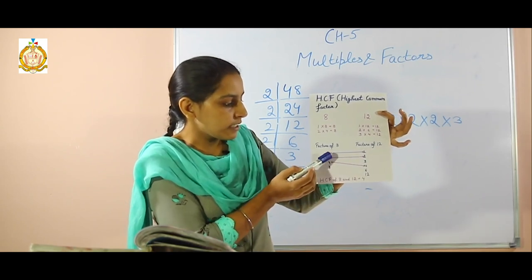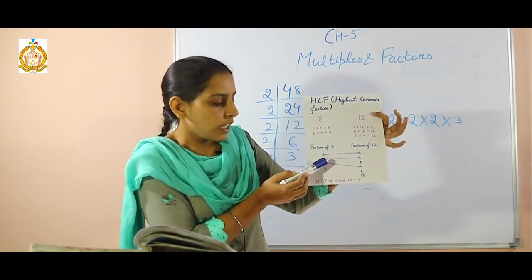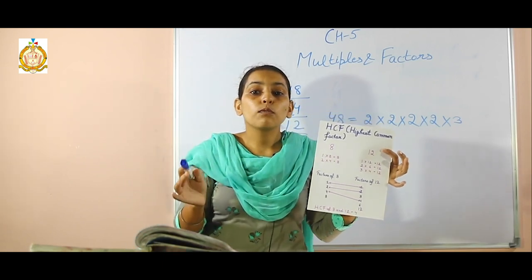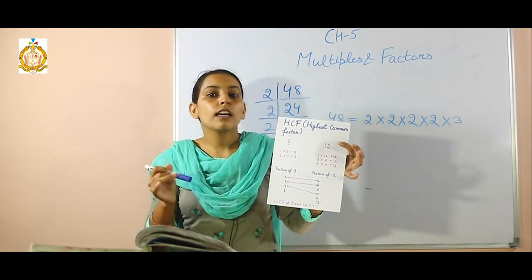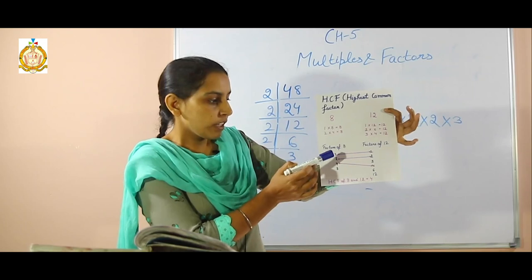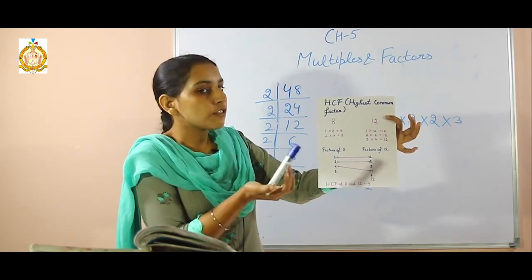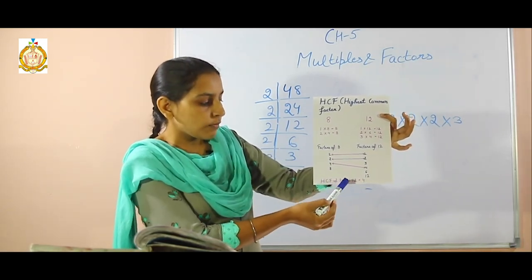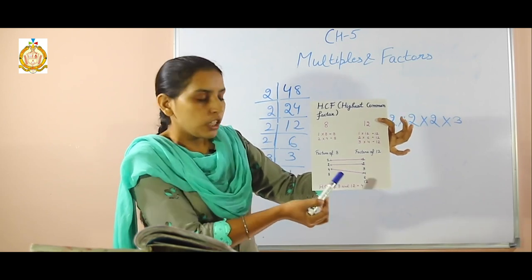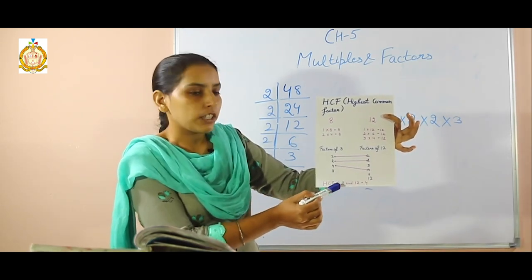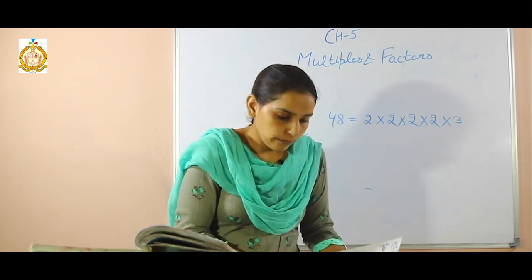How many common factors are there? 1, 2 and 4. Now students, what is the full form of HCF? HCF is the highest common factor. These three factors are common, and which one is the highest? The highest common factor of 8 and 12 is 4. So that means HCF of 8 and 12 is 4.